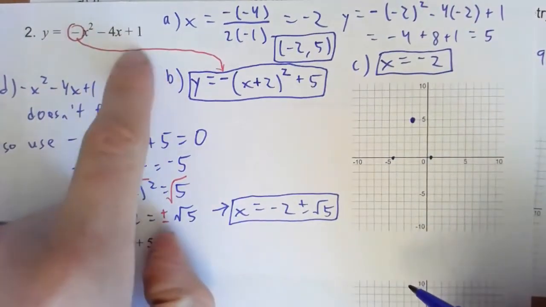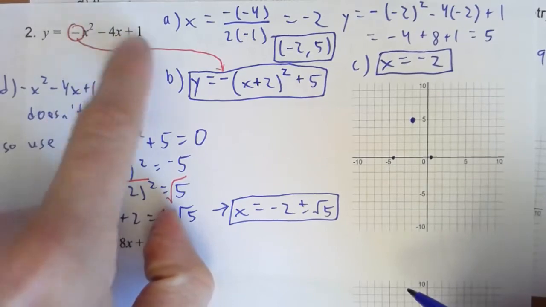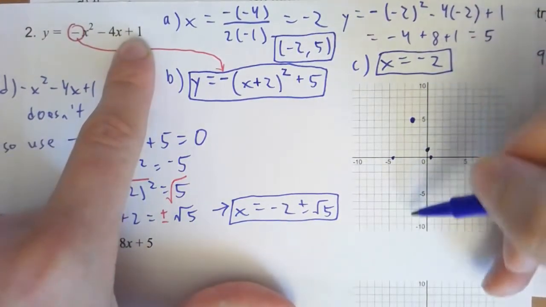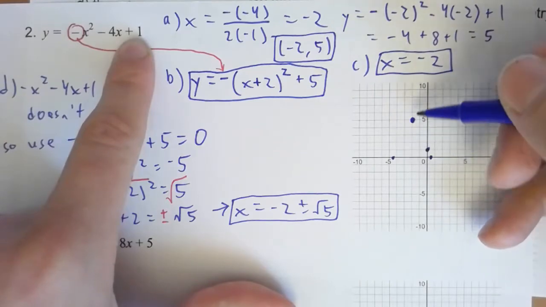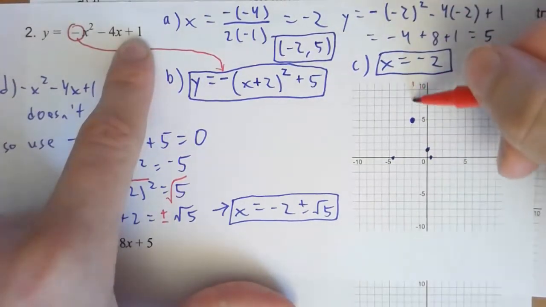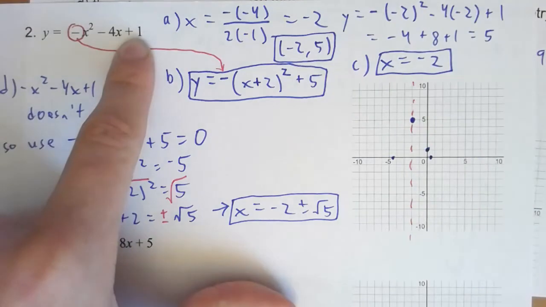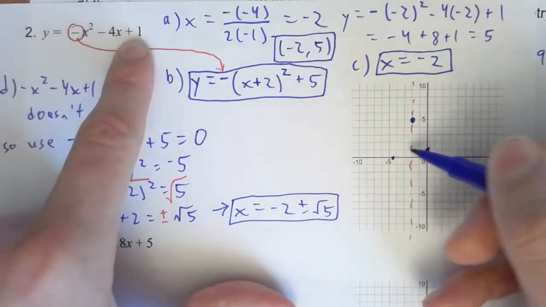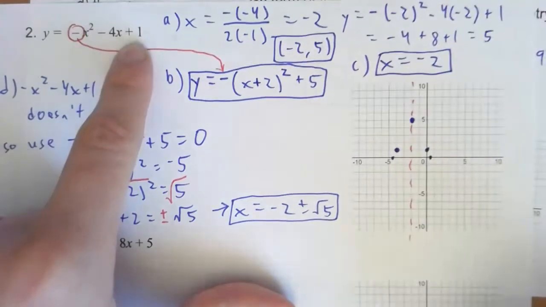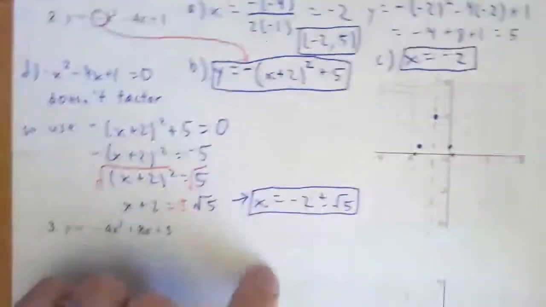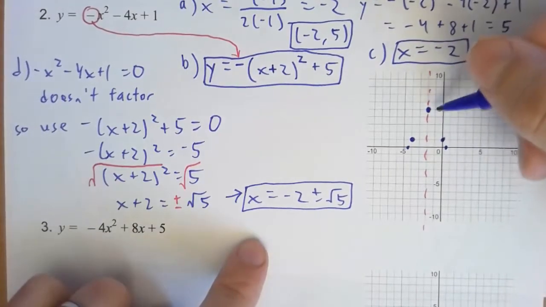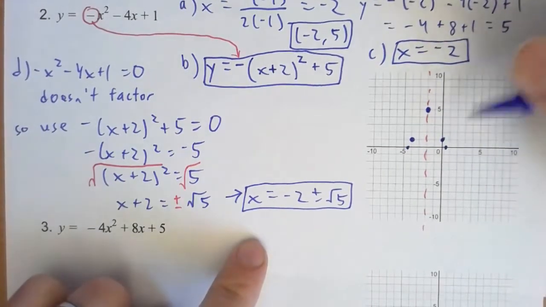You could use the y-intercept. If you plug in 0, you'll just get that 1. So 0, 1 here. Look on the other side of the axis of symmetry. We can put that in there to help us here. So we're 2 away from the axis of symmetry there. So if I go 2 away from the axis of symmetry there, I get another point. Okay. I can also use the pattern, 1, 3, 5, or 1 squared is 1, 2 squared is 4.